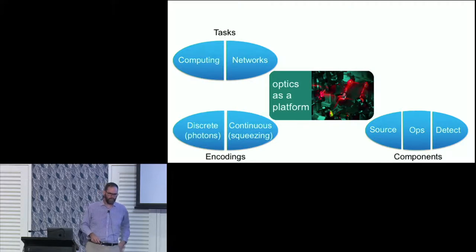And I want to talk a little bit about components, okay? So we have this idea that we can encode quantum information into light. And the question is, how do we do that? What is the hardware that we need in order to make this happen? And it really comes down to implementing, pardon me, sources of quantum light, detection of quantum light, and in the middle, some operations that one performs on it.